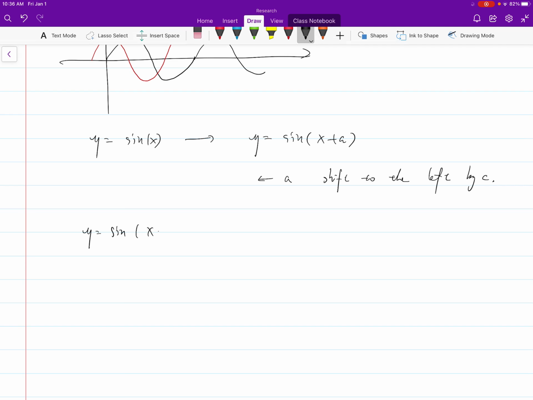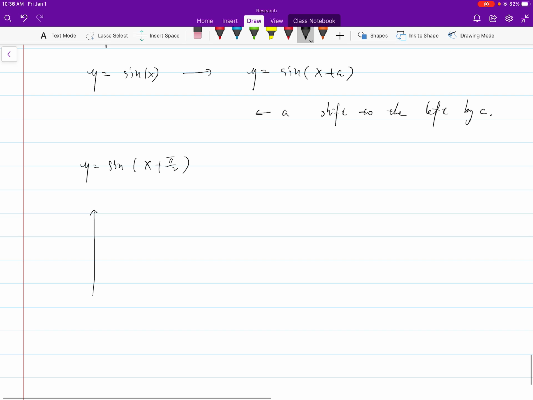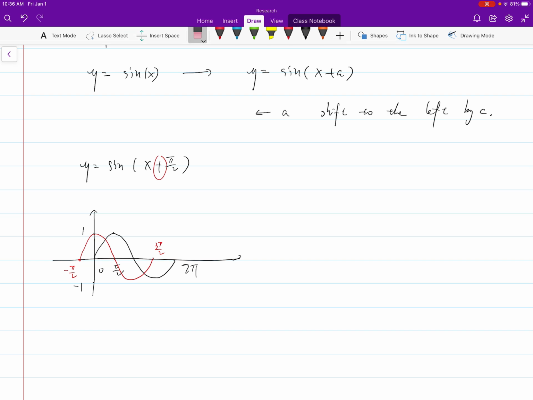For example, y equals sine of x plus pi over 2. What is it? Well, if this is sine, and this is pi over 2, then it means take this graph and shift the same thing to the left, but exactly the same graph.